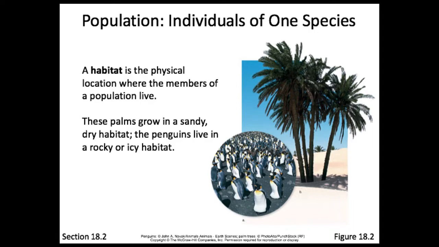In the next section of our textbook, we're going to talk about how ecologists study habitats. Recall that a habitat is the physical location where the members of a population live. For example, this clump of palm trees grows on the beach in a very dry habitat, and this group of penguins lives in a very rocky or icy habitat.